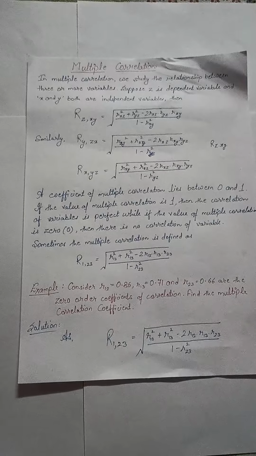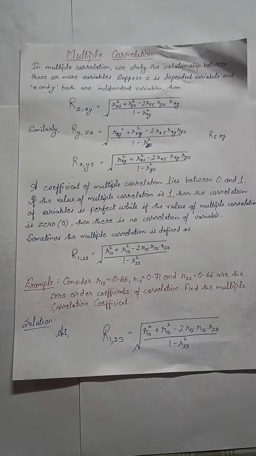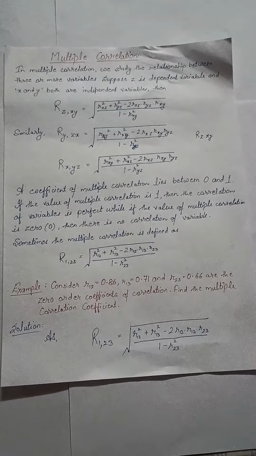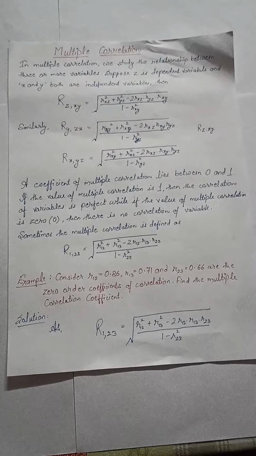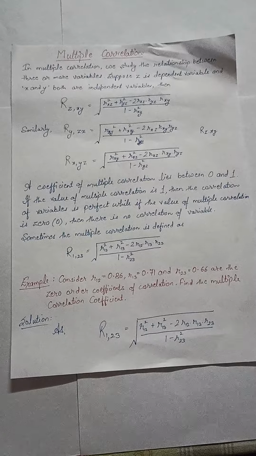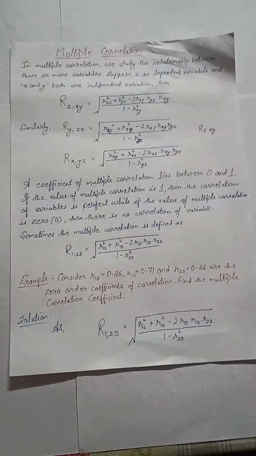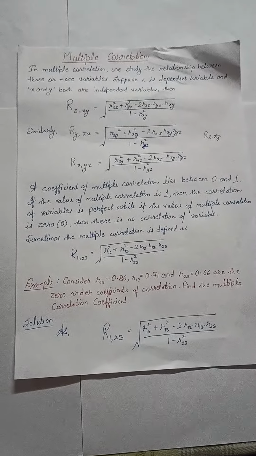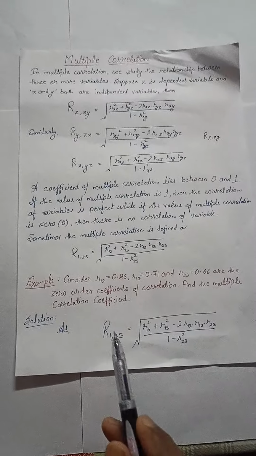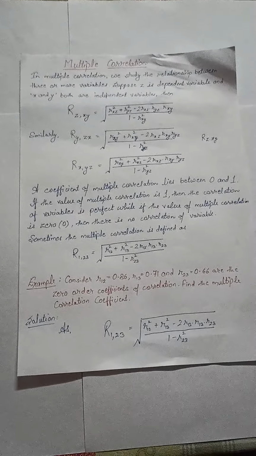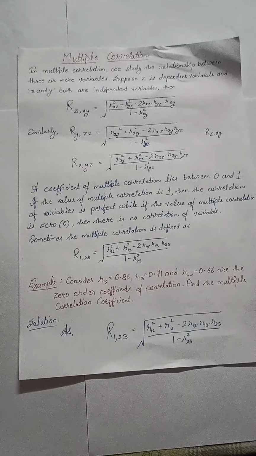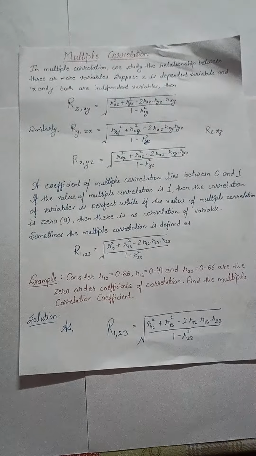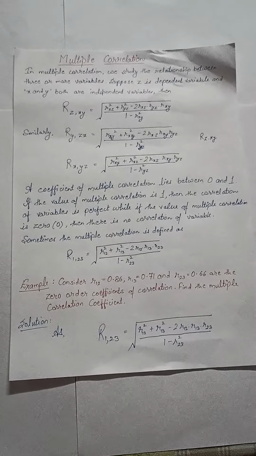Now let's consider one example based on this multiple correlation. Consider r12 is equal to 0.86, r13 is equal to 0.71 and r23 is equal to 0.66 as the zero-order coefficients of correlation. Find the multiple correlation coefficient. So that's the formula: r1 comma 23 is equal to the square root of this whole expression of zero-order coefficients. This formula we have seen previously also.